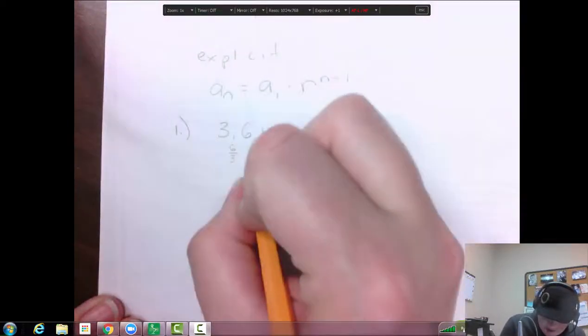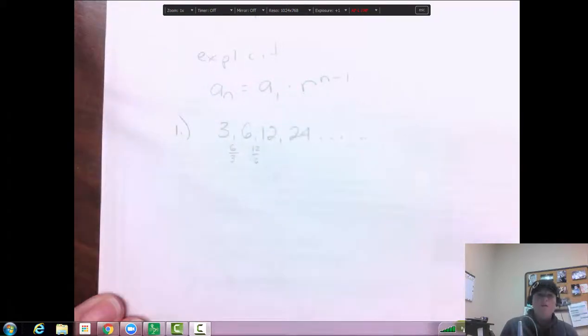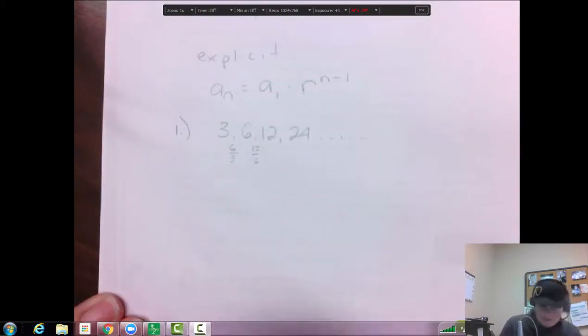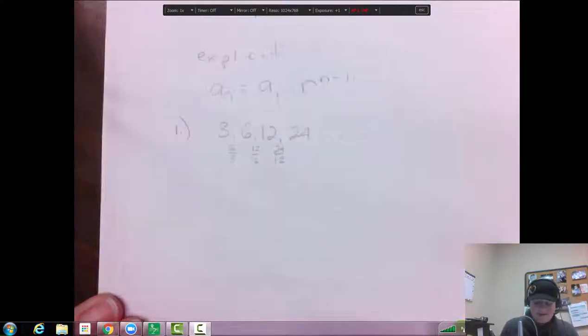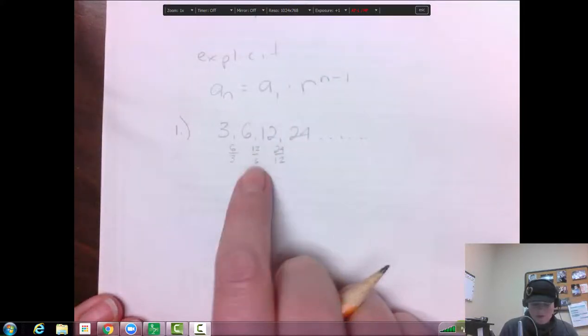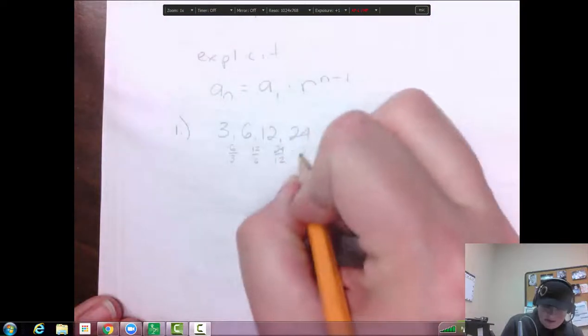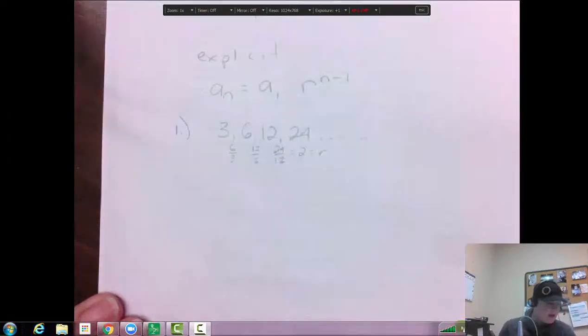The next ratio would be 12 to 6. Ratios are comparing two things. The next one would be 24 and 12. So let's divide these all out. Do they equal the same number? 2, 2, 2. So this all is 2, which would be our R, or our ratio. It's going up by R of 2. Okay, so that's kind of cool. And our starting number is 3.